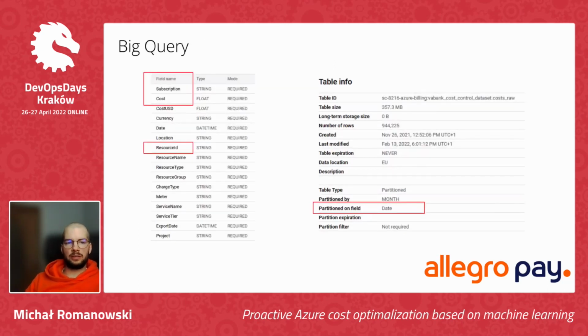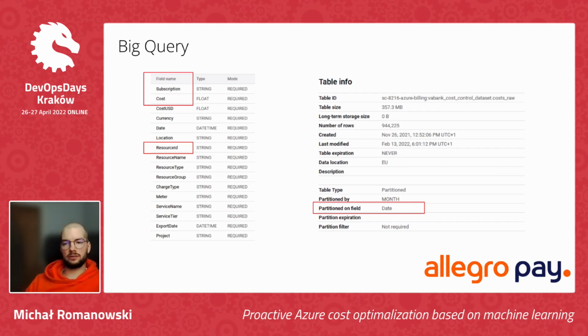Moving forward, we've got the BigQuery perspective, and here we've got a single table called costs row. On the left-hand side, we've got the table structure. Here we've got some basic columns, for example, subscription name, the actual cost, the cost in dollars. You've got that resource ID property that comes from the dimensions, and some other metadata such as export date and project. On the right-hand side, I've included the table information, and I've highlighted partitioning on field property.